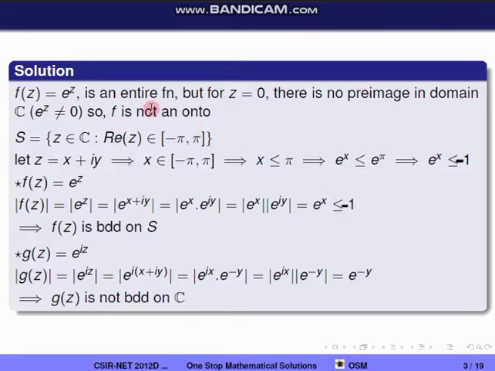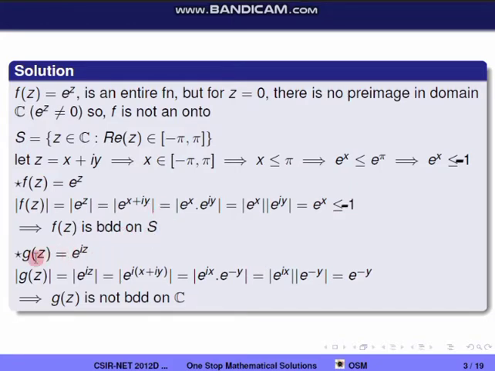And from the given set, e^x is less than or equal to minus 1. So this implies e^x is less than or equal to minus 1. That is, mod f of z is less than or equal to minus 1. That is, f of z is bounded on the set S.